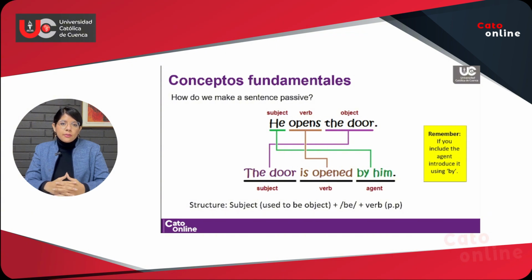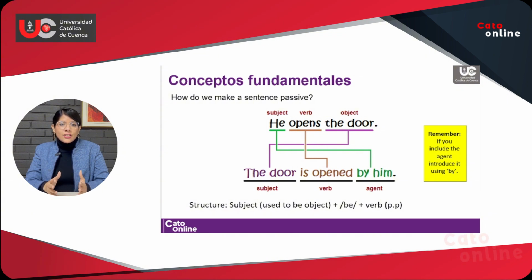And when we change it to passive voice, we can see that the object is going to become the subject. The verb has a few changes about which we will talk later on during this video. And finally, the subject becomes the agent. Be careful that the agent is not a mandatory element of the sentence in the passive voice. You can omit it, and that would be okay. However, if you do want to include the agent, remember to introduce it using by.